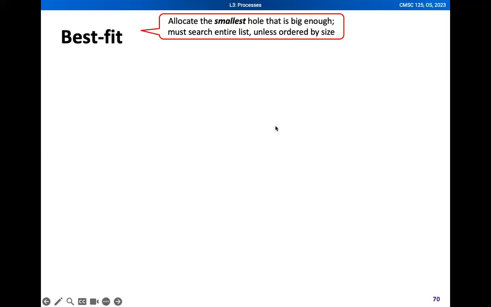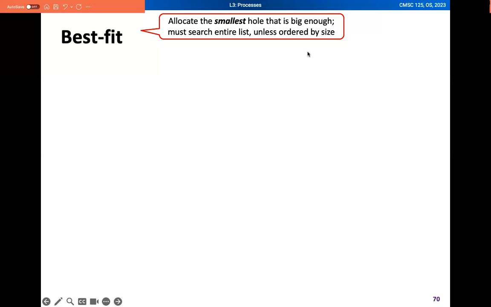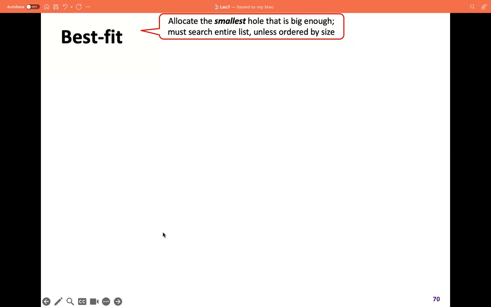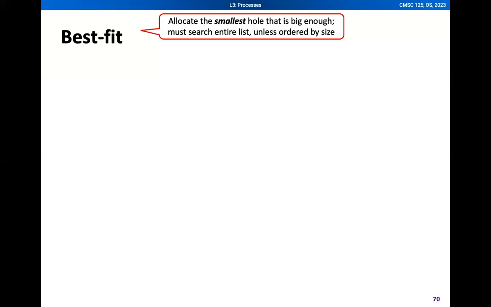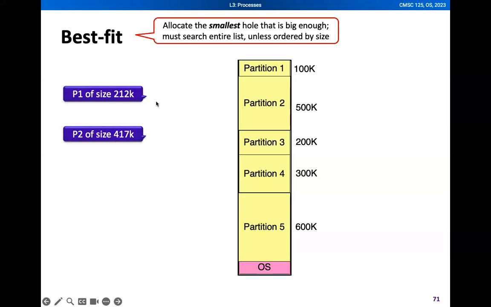As you can see here, let's say in this partition, it leaves some small unallocated spaces. Okay, now what about the best fit? The best fit allocates the smallest hole that is large enough to fit the process. So it also searches the entire list unless ordered by size. In other words, the best fit searches the entire memory and selects the smallest available block that can accommodate the process.